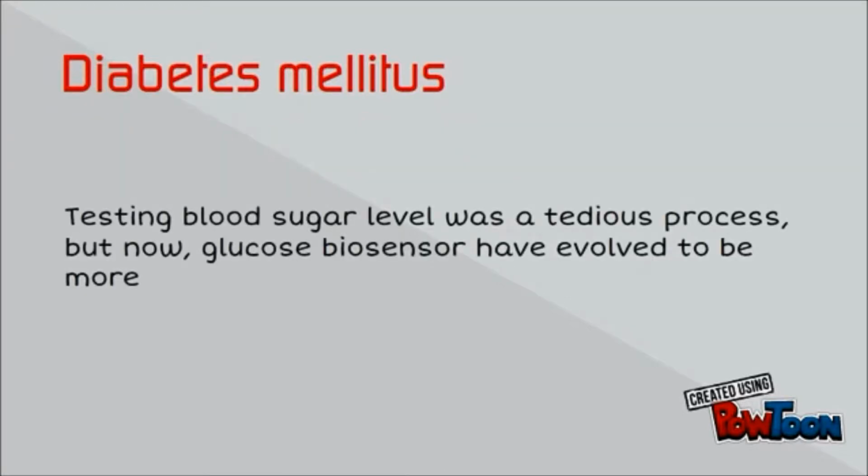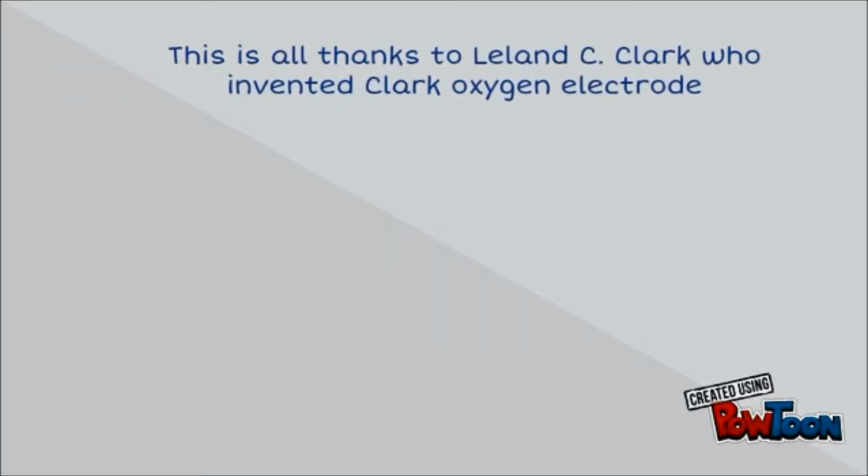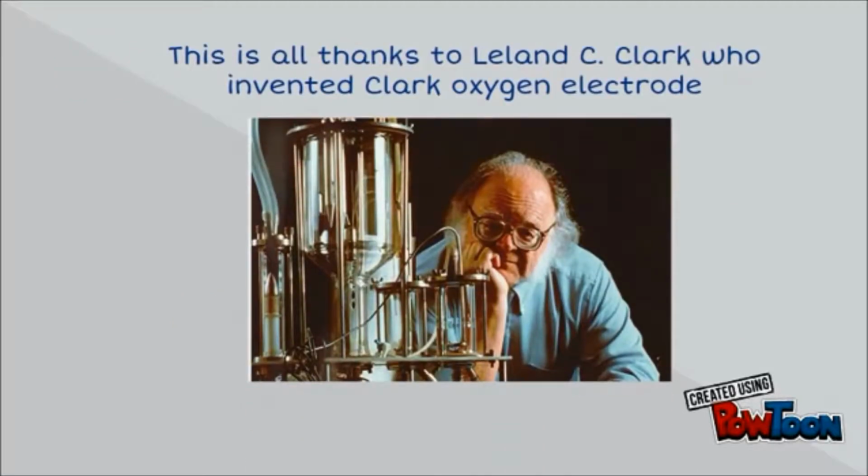Previously, testing of blood sugar level was a tedious process, but nowadays glucose biosensors have evolved to be more reliable, rapid, and accurate, and are also more compact and easy to use. Thanks to Leland C. Clark, who was the first to invent the Clark electrode, a device used for determining the amount of glucose rapidly.